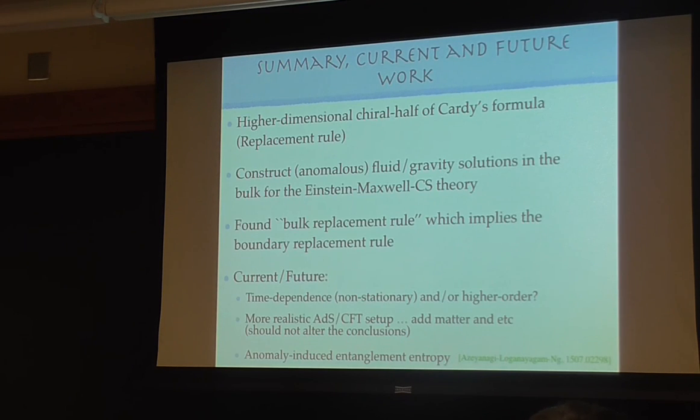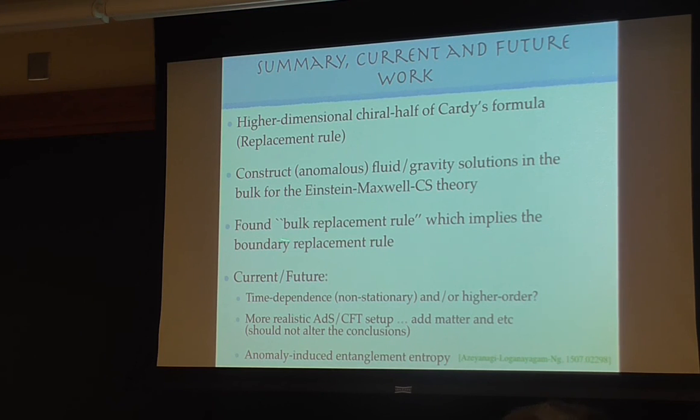So let me summarize, and then say something about future directions. I've described to you a set of results which are termed the replacement rule, which is the high-dimensional version of the chiral half of the Cauchy formula. Anytime you have anomalies, you give me the anomaly polynomial, I can tell you the leading parity odd contribution. We constructed the first anomalous fluid gravity solutions, at leading order, for the general Einstein-Maxwell Chern-Simons theory. It would be nice to generalize this to higher order states. I'm going to talk about that later.